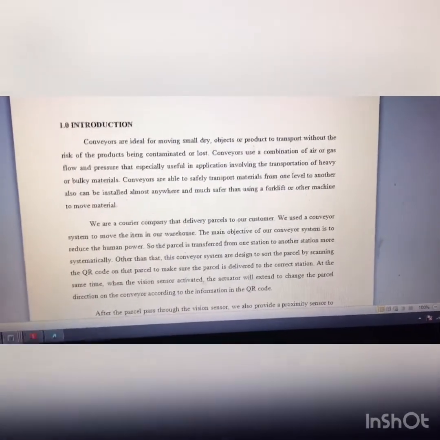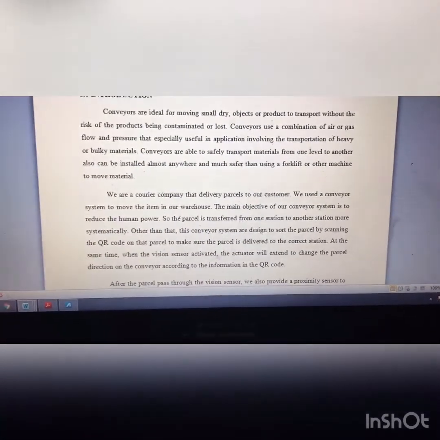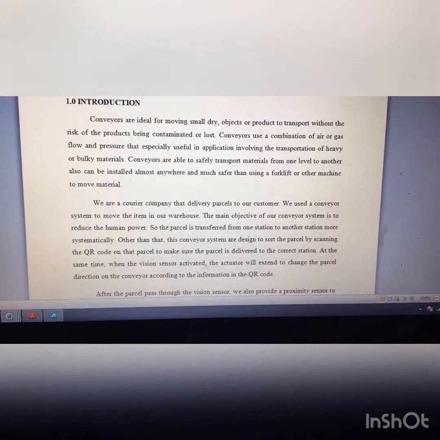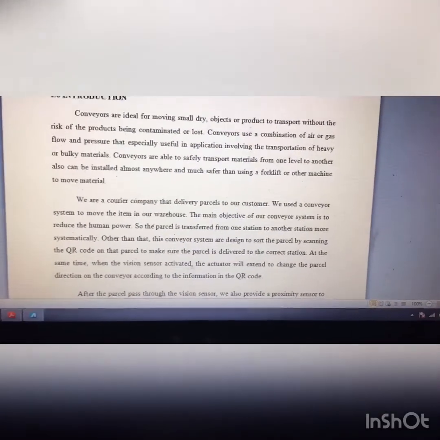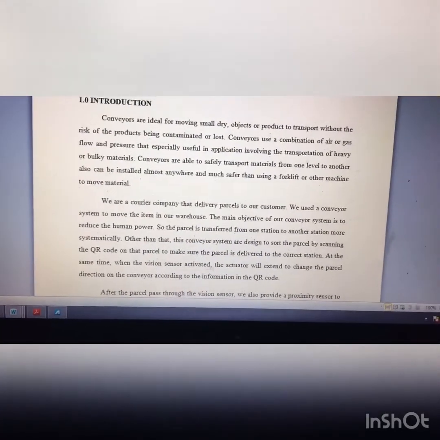Assalamualaikum. For our group, we have selected the conveyor system for a project. We all know that conveyors are ideal for moving small dry objects or products without the risk of the product being contaminated or lost. In other words, the conveyor system is much safer than using a forklift or other machine to move material from one workstation to another.